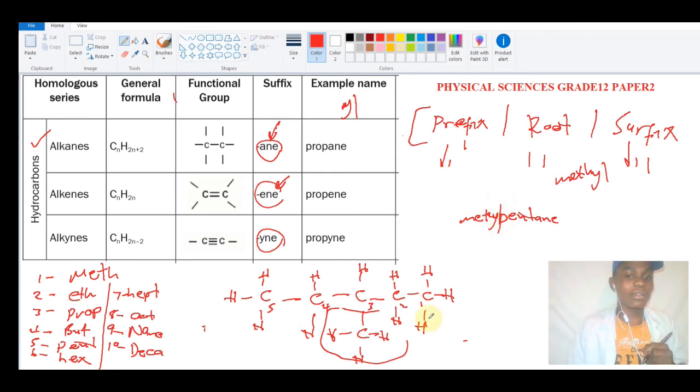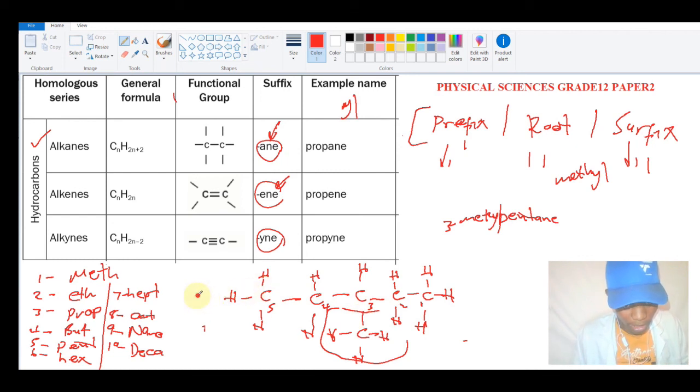Now we are not done. Where is this methyl located? We need to also talk of the location, because this methyl can be somewhere here, somewhere there. We don't know. It can be anywhere. So we need to also put the location of our methyl. You see? Starting from this side, 1, 2, 3, right? So on carbon number 3, we've got a methyl. So we say 3-methylpentane. That is the name.